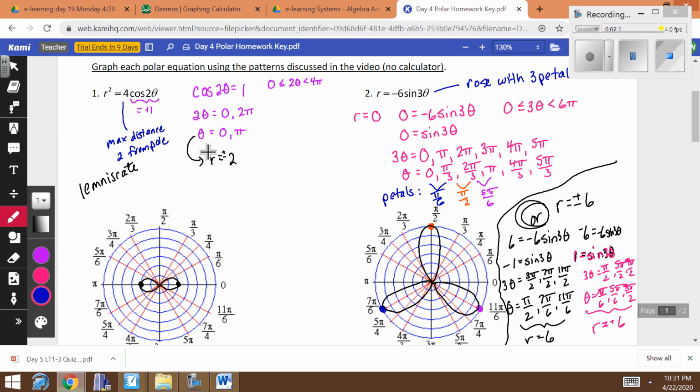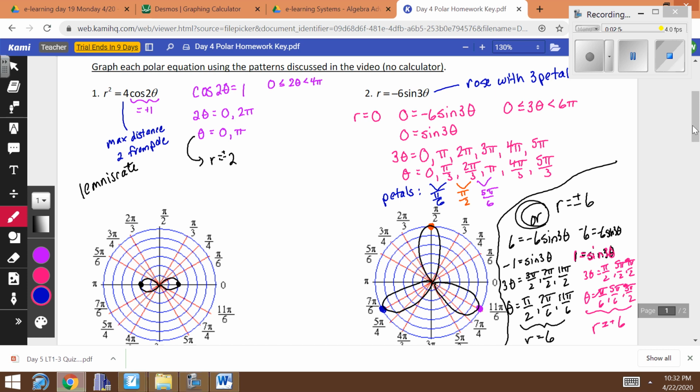I wrote just a little note. That's when the r value, if you were to put that in and take the square root, is equal to positive or negative 2 essentially. So at 0, if it's positive 2, it would be right here. At 0, negative 2 would be over here on the left-hand side. If we're at pi, the r value would be positive 2 right on the left, and negative 2 on the right. So essentially, it just completes those 2 petals because they would just mirror each other.